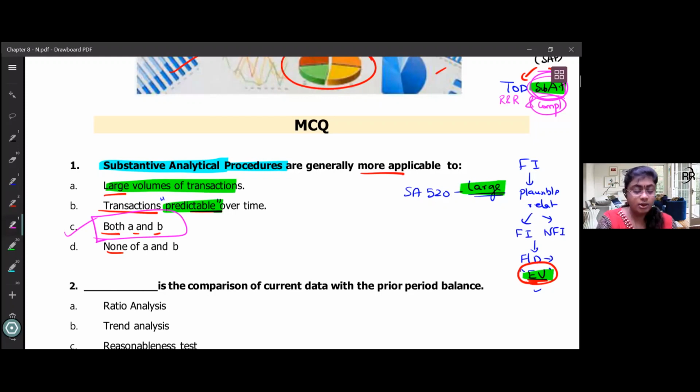Assume, students, you are unable to predict the expected value. How do you perform analytical procedure? In analytical, you compare the actual value with the expected predictable value. So it's applied more for large volume, which is predictable over time.